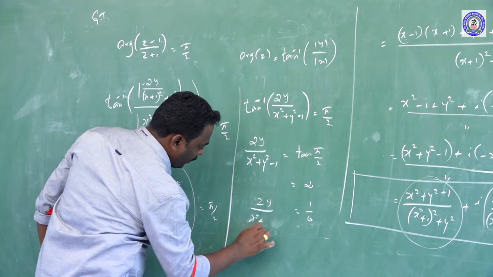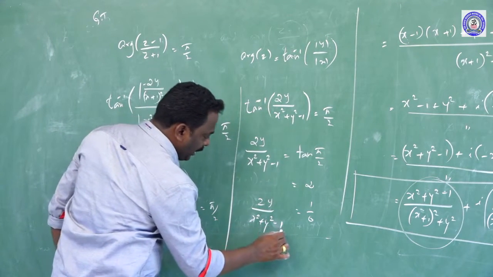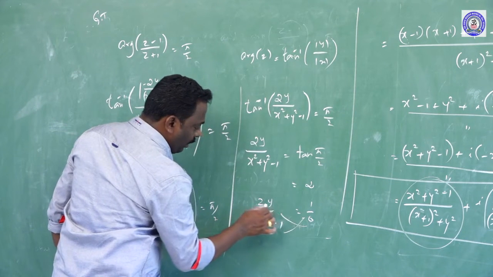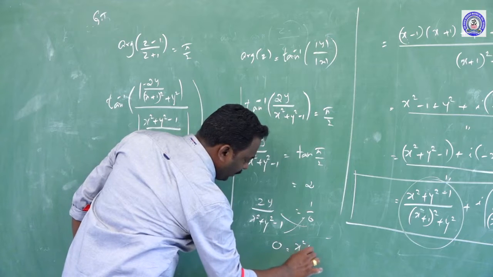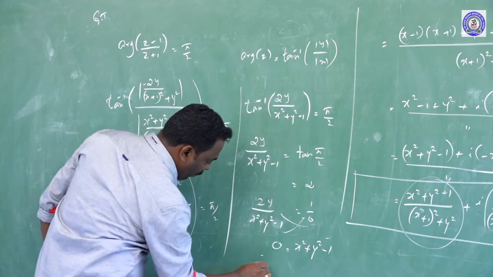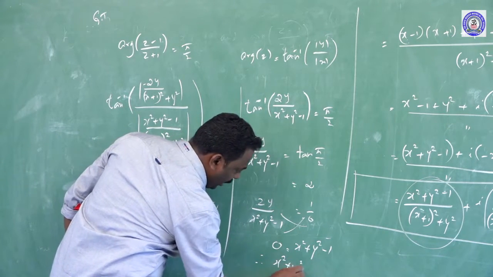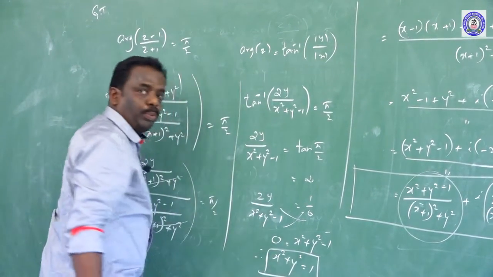Just transfer the term. So 0 comes to the left-hand side, equation 0, and the right-hand side multiplies the value x squared plus y squared minus 1. Therefore x squared plus y squared is equal to plus 1, that we wanted to prove.